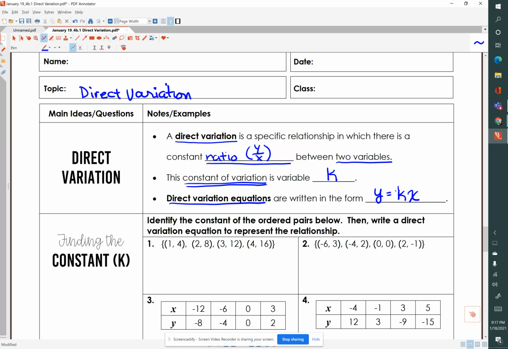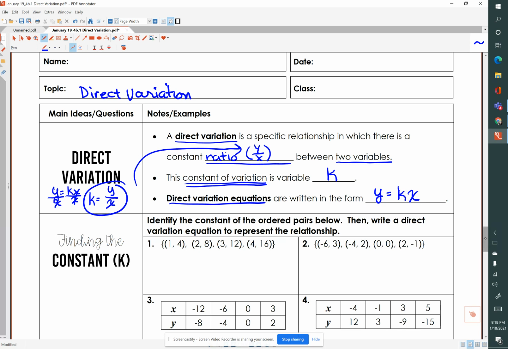Now let's think about this. What happens if we solve for k? Well, I'm going to go over here. If I have y equals k of x, and I solve for k, that means I have to divide both sides by x. And I've isolated k equals y over x. That's that ratio that we're talking about.